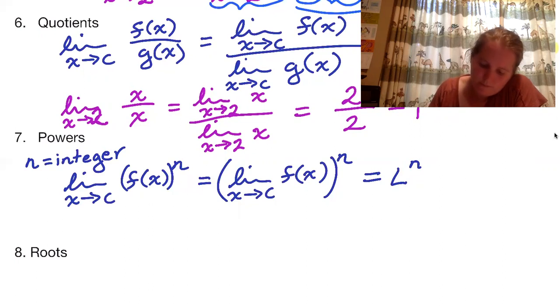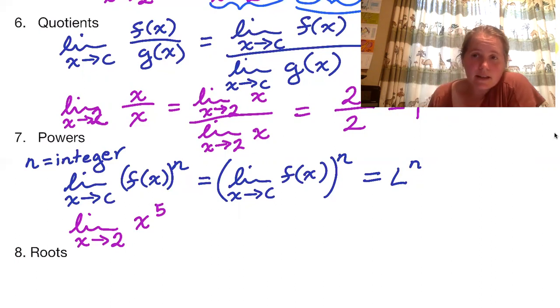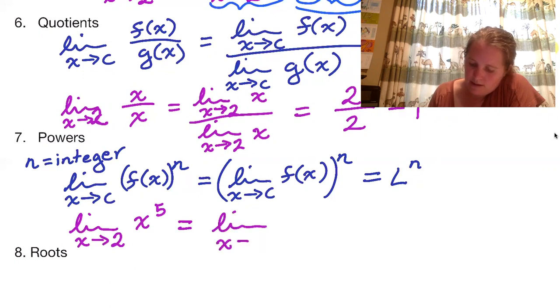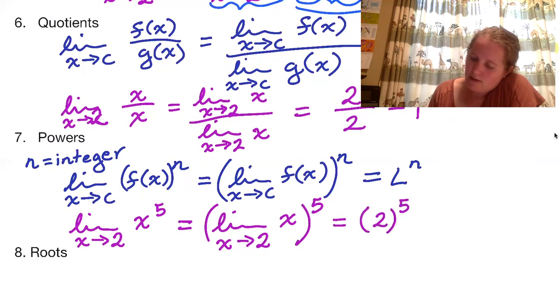So for example, let's do the limit as x approaches 2 of x to the 5th. So here we are taking the identity function x and then raising that function to the 5th power. This is precisely the same as doing the limit as x approaches 2 of x and then raising that limit to the 5th power. Again, we know that this limit is 2, and raising it to the 5th power, we get 32.